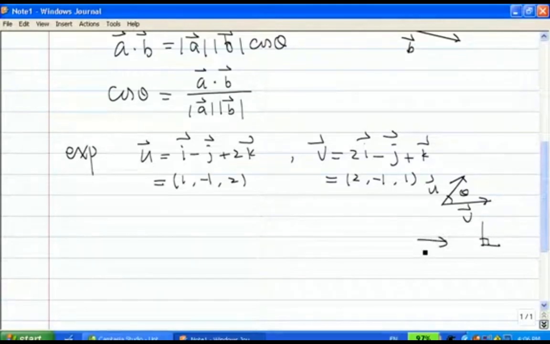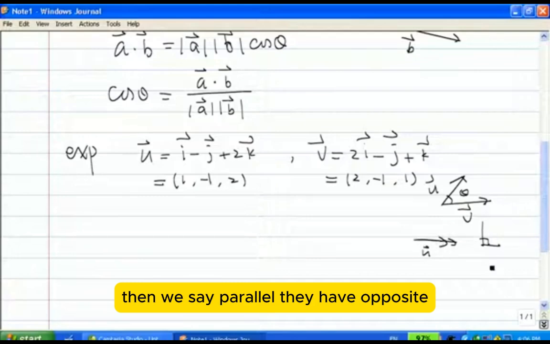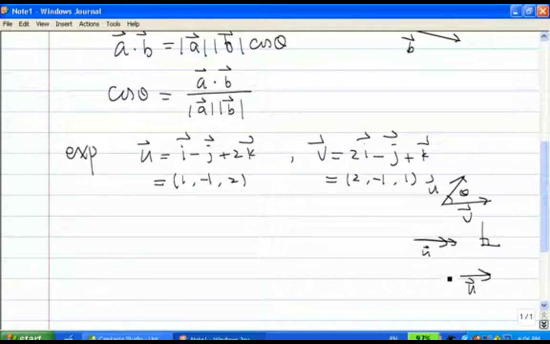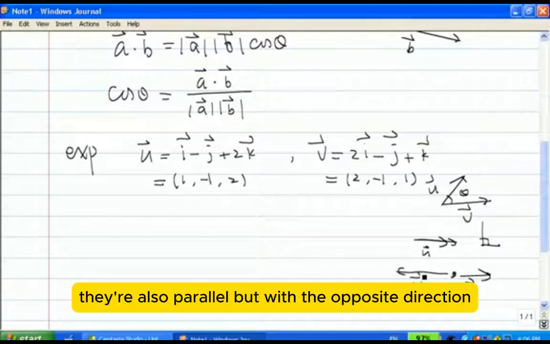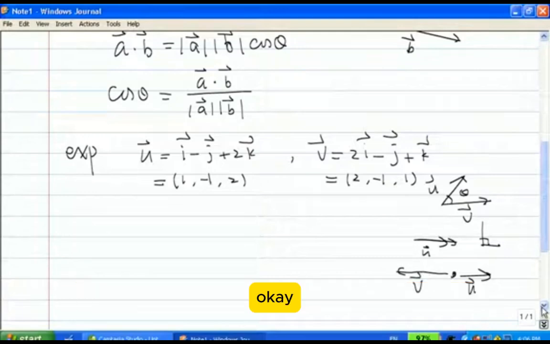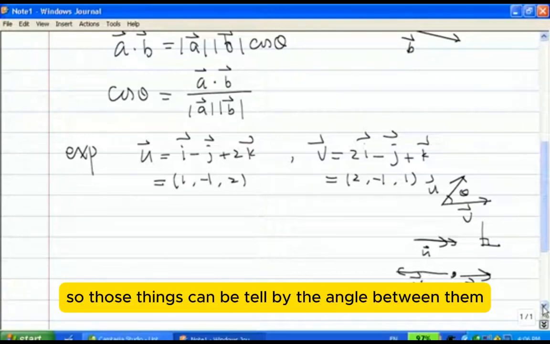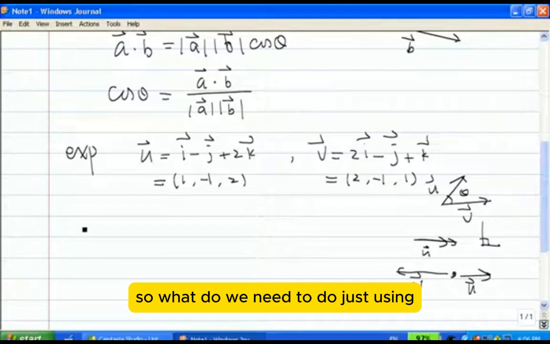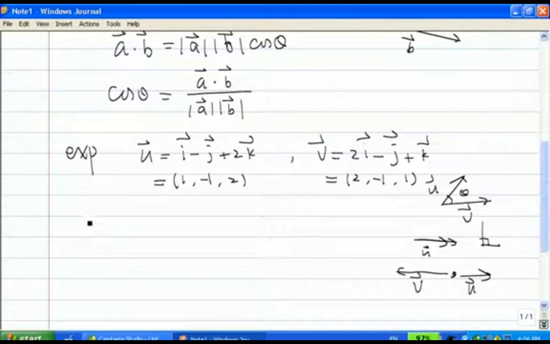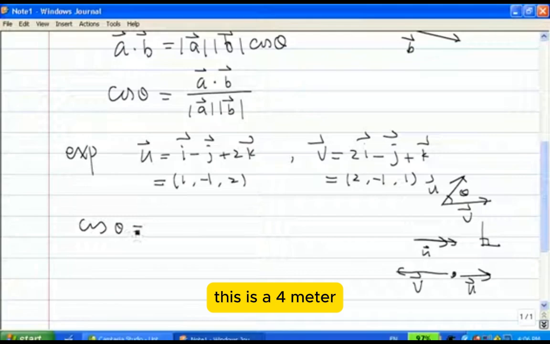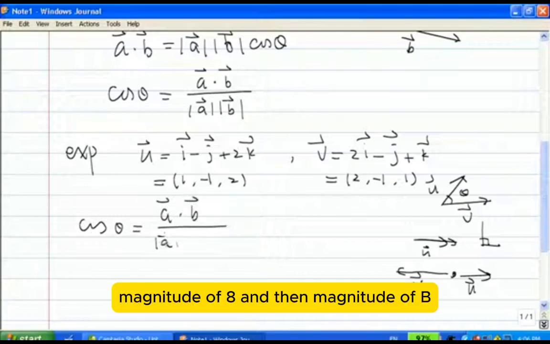Or u is like this, and u and v have the same direction. Then we say parallel. They can also have opposite directions: if u is here, v is here, they're also parallel, but with the opposite direction. So those things can be told by the angle between them. So what we need to do is just use this formula, A dot B, the magnitude of A and the magnitude of B.